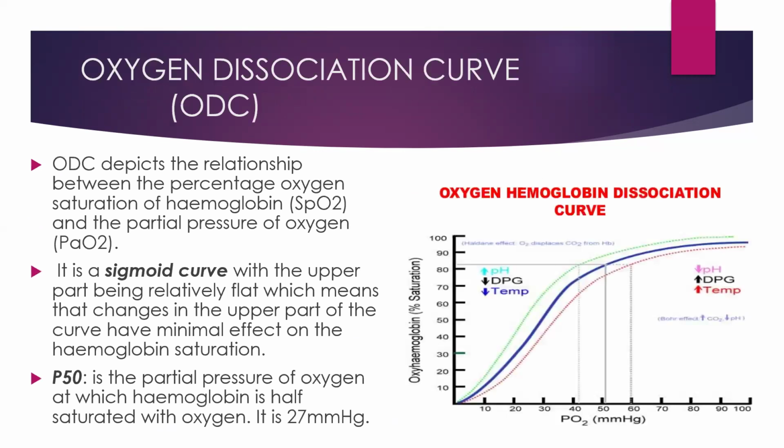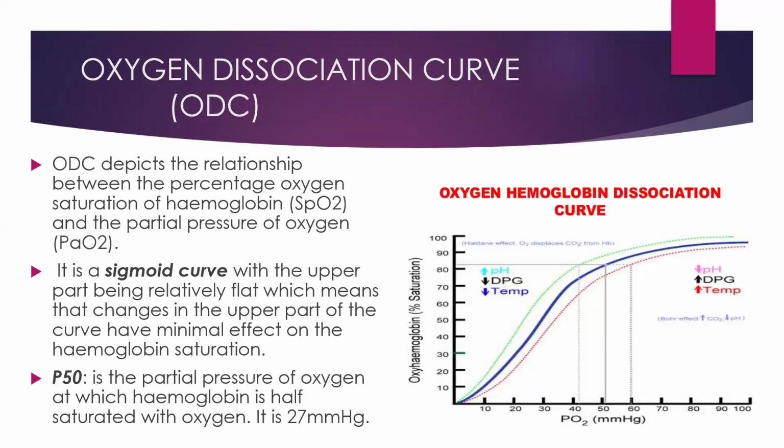Now let's go to the oxygen dissociation curve. This oxygen dissociation curve depicts the relationship between the percentage oxygen saturation of hemoglobin, known as SpO2, and the partial pressure of oxygen. If you look at the oxygen dissociation curve, it has some unique features. Number one, it is a sigmoid curve.